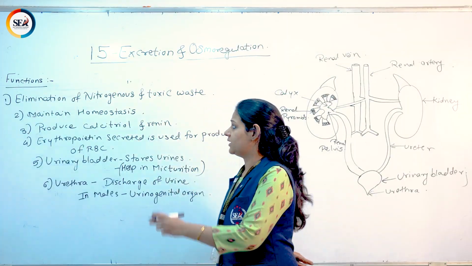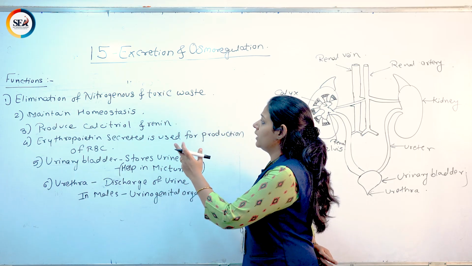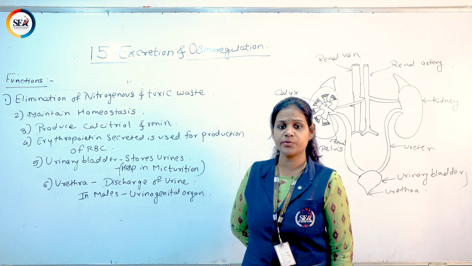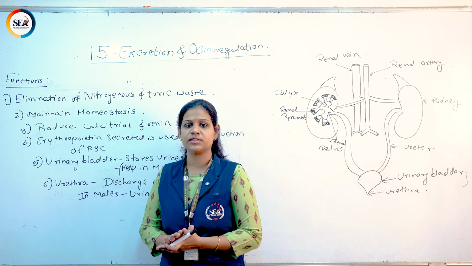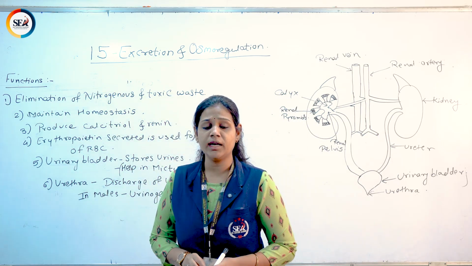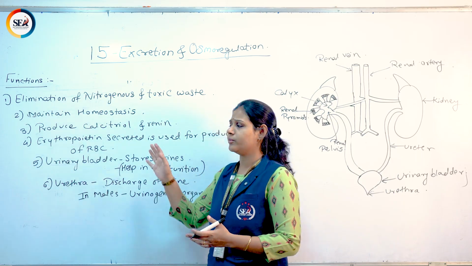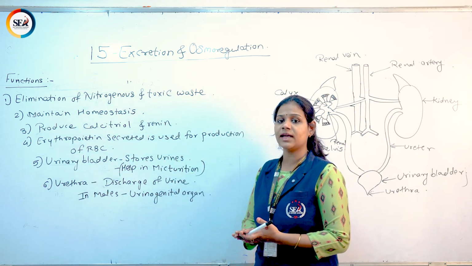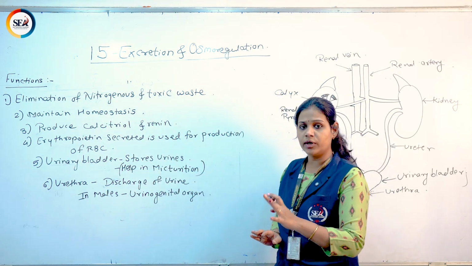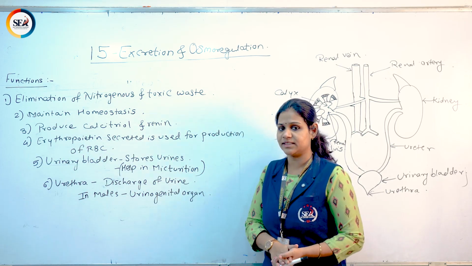Now we are going to see the functions of kidney. What are the functions of kidney? First, it is required for the elimination of nitrogenous waste and toxic material out of the body. Second, it maintains homeostasis. What is homeostasis? Maintenance of constant body temperature and body conditions is called homeostasis. This work is done by kidney. Third, it produces calcitriol and renin. Fourth, it secretes erythropoietin, which is useful for the production of new RBCs.